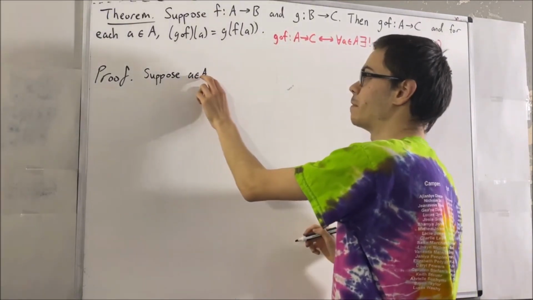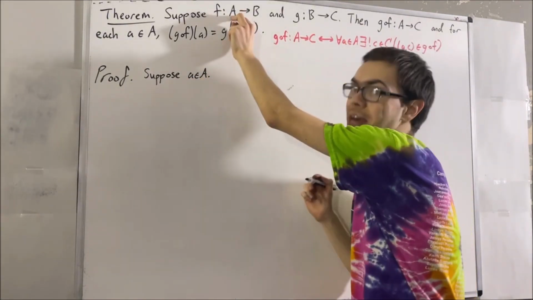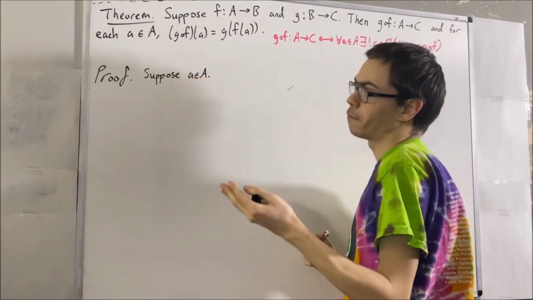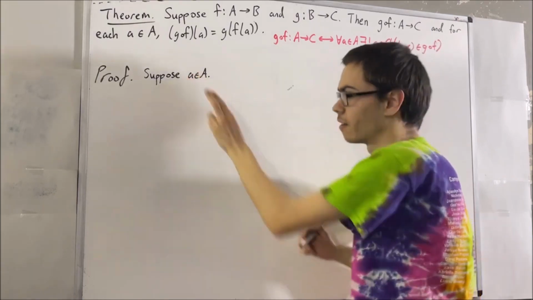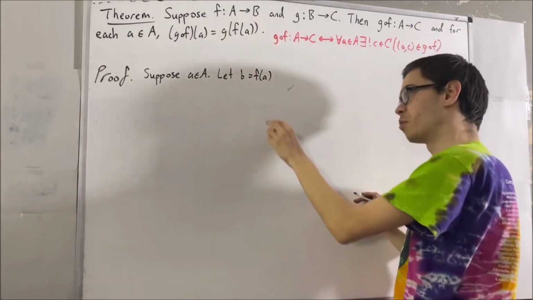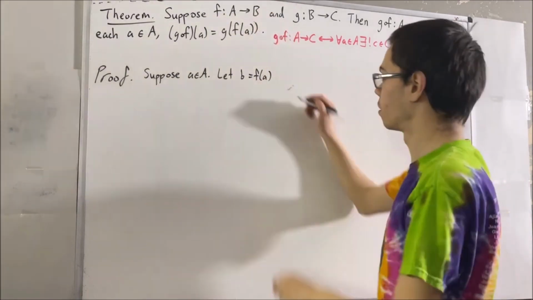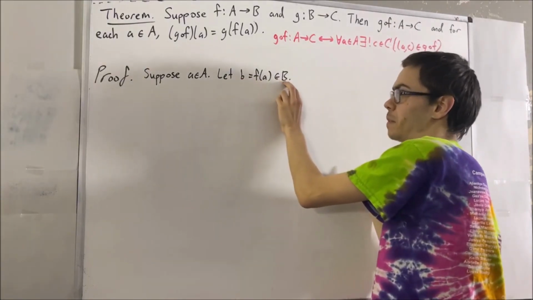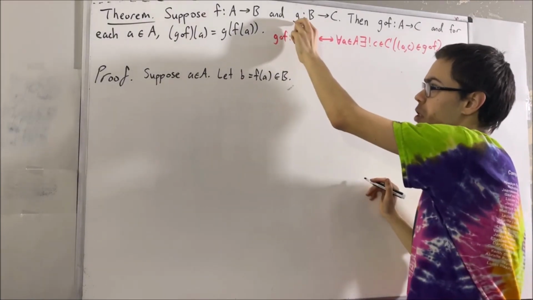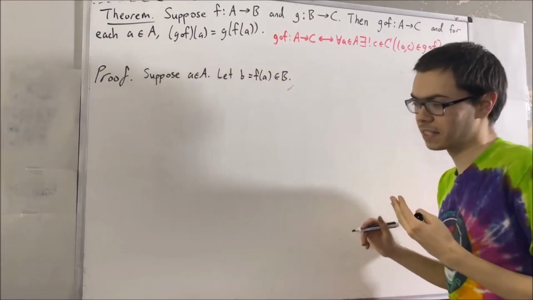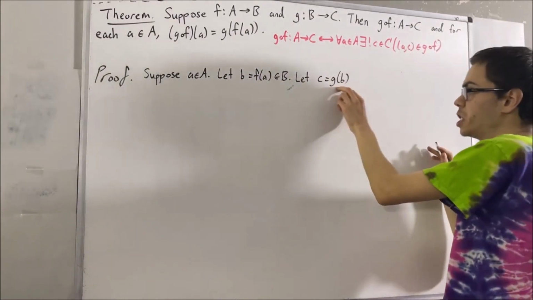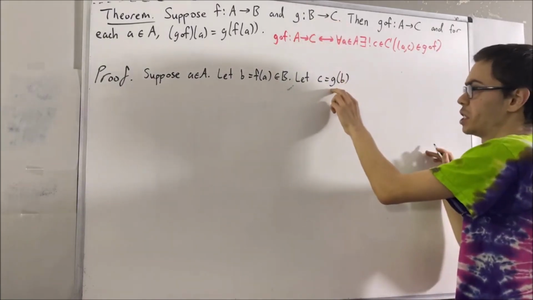Now, because a is an element of A, and f is a function from A to B, this means f has a functional value at a. And so we could say, for instance, let b equal f of a. Now, the functional values of f are elements of B. So really we have that f of a is an element of B, so b is an element of B. But since g is a function from B to C, this means g has a functional value at b. So we could say, for instance, let c equal g of b. Now, the functional values of g are elements of C. So we have that g of b is an element of C.